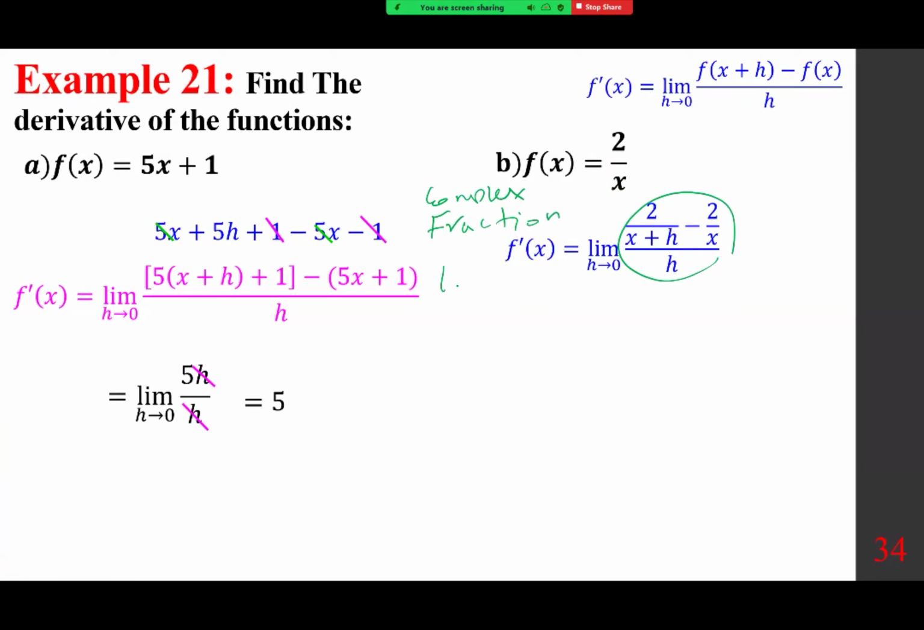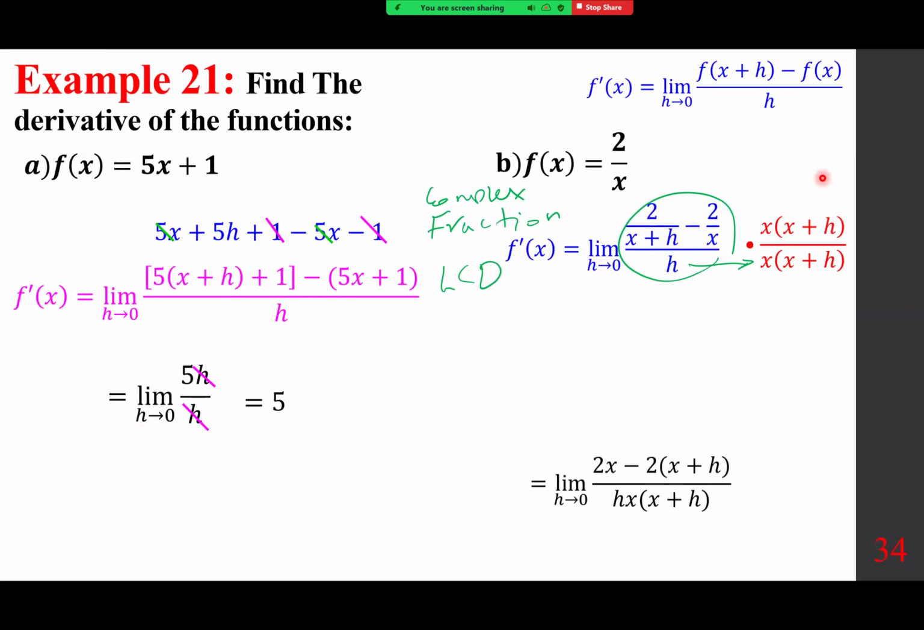The technique is LCD, which is x times x plus h. You're going to multiply and divide by it. It's important to know that the denominator, you just keep it as a product. The reason, again, h is approaching 0. The denominator of 0 is a problem. We are hoping to get rid of that. When you multiply this by the first one, you get 2 times x. By the second one, you get negative 2 times x plus h.